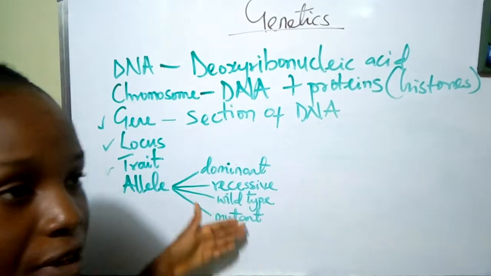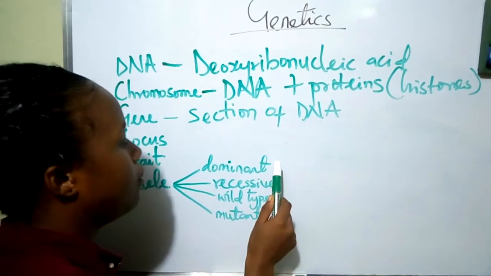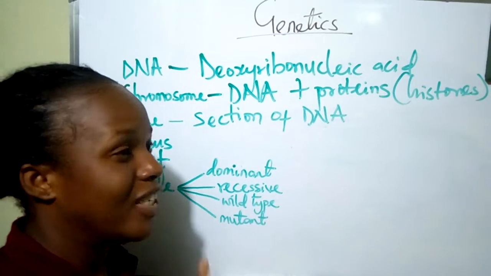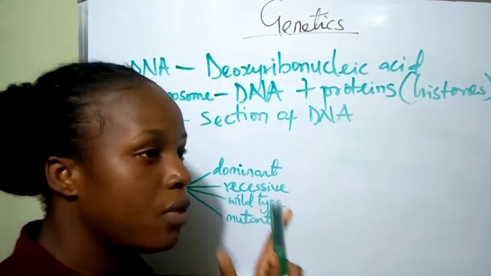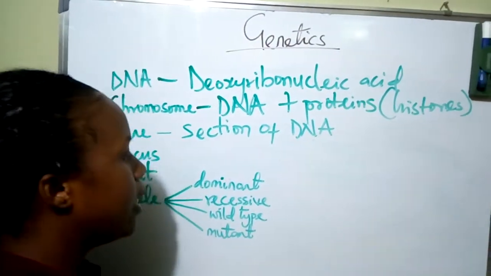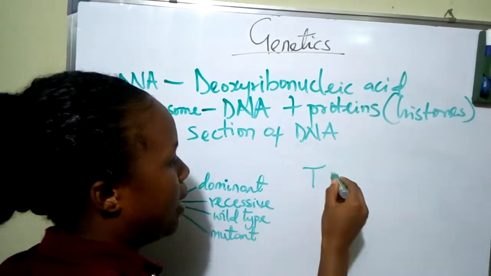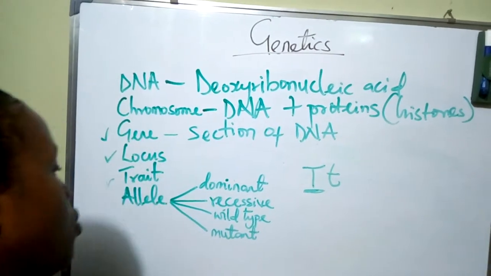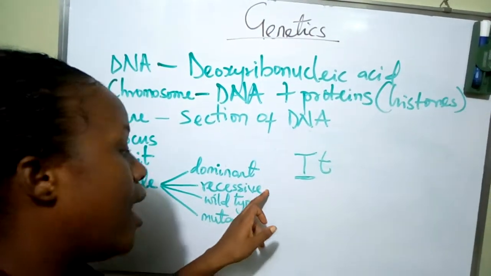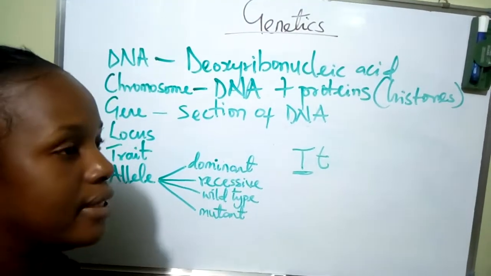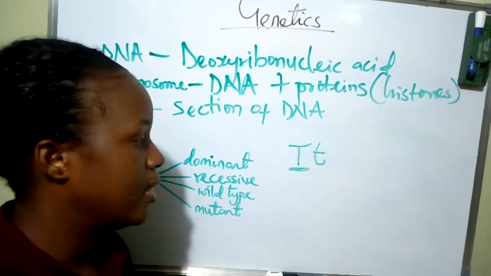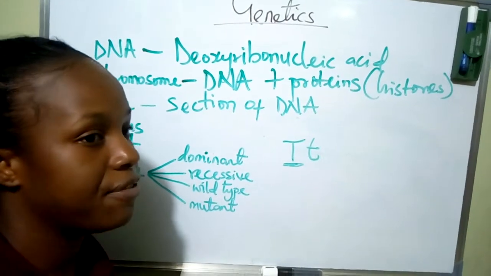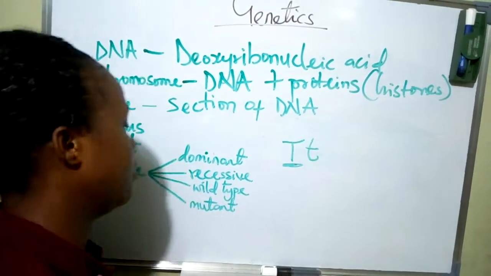Now I'm going to tell you the different types of alleles that we have. We have dominant alleles. Dominant alleles are alleles that are expressed even when they come in only one copy in a cell. That means if they are to be combined with another allele, it is only their effect that will be seen. Recessive alleles are alleles that have to come in two copies in a cell for them to be expressed. That is, if they come in one copy, you will not see their effect even though they are present.